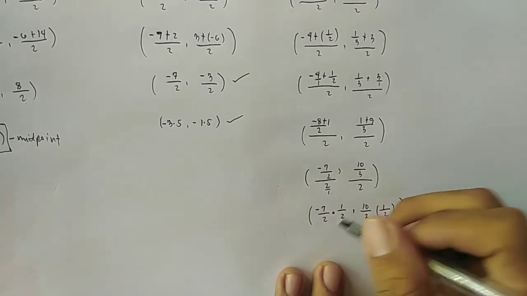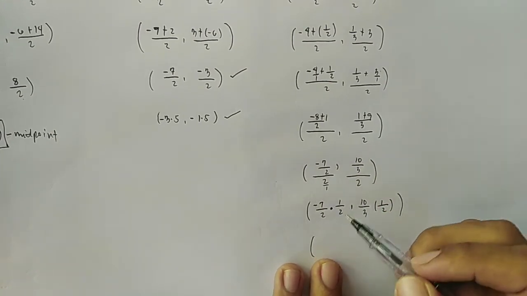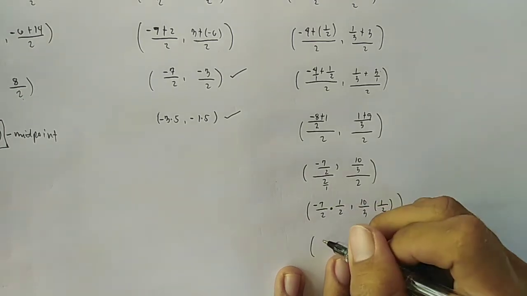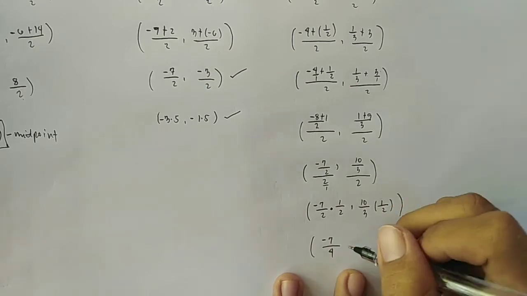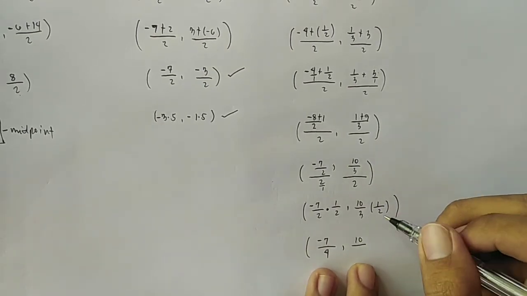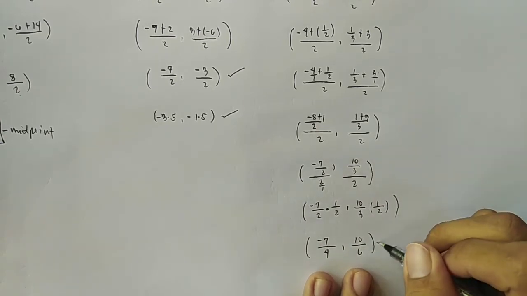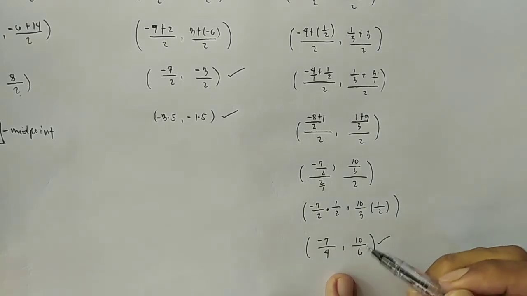So next, let us simplify further. We have negative 7 times 1 half. So negative 7 times 1 is negative 7, then 2 times 2 is 4. Then 10 times 1 is 10, then we have 3 times 2, that is 6. So we can have this one as our answer, or you can write this one in decimal form.